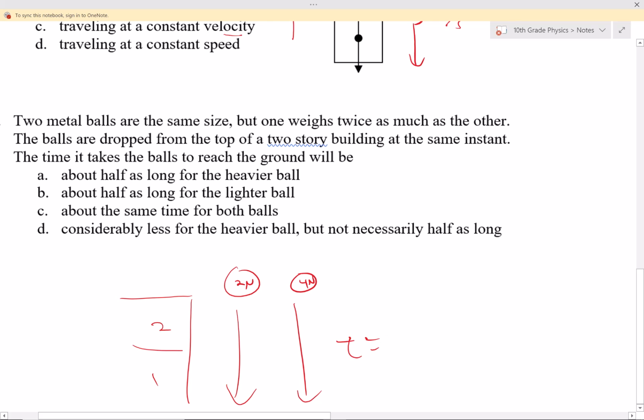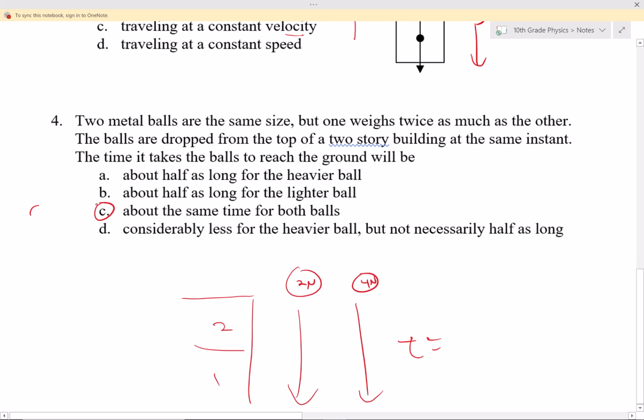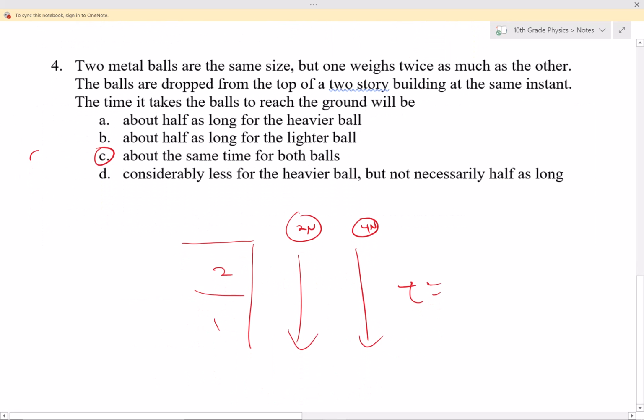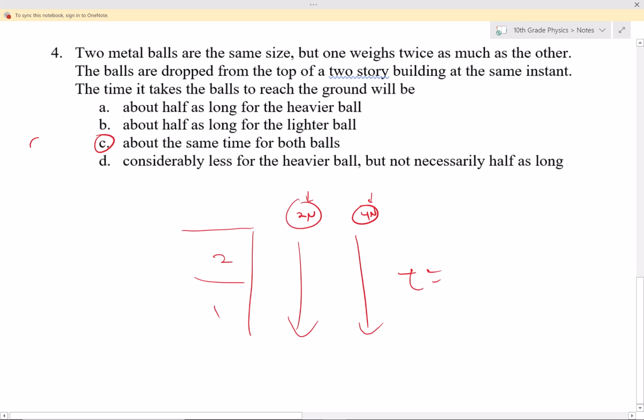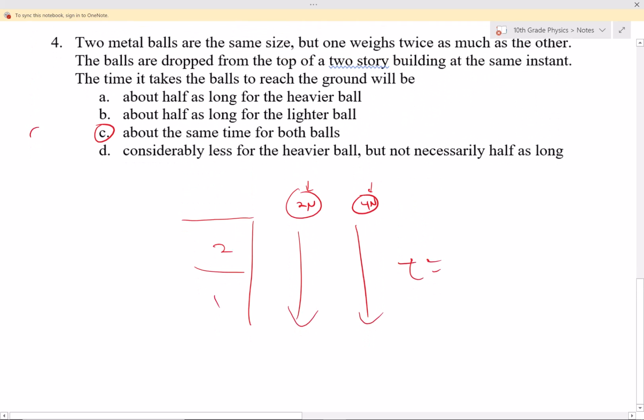The idea is that it should be about the same for both balls if you neglect air resistance, right? The only reason the 2 Newton one would go slower is if there was a lot of air resistance pushing it back up. This one would be able to cut through the air better than this one would because of its higher mass, right? So C is the correct answer there.